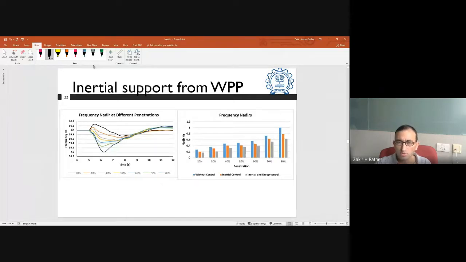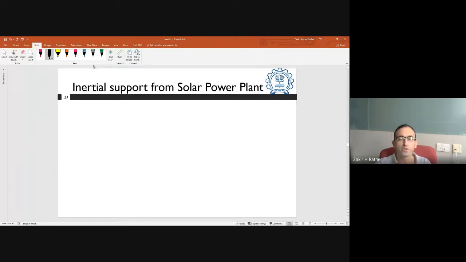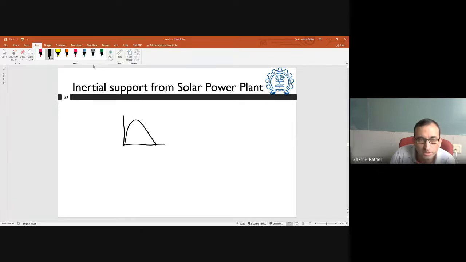Yeah, so inertial support from solar PV plants. Let us try to understand now how solar PV power plants can potentially support the inertial power in the grid. We all know that this is, let us say, the curve of the solar PV system, and normally what will happen, it will operate at MPP, maximum power point.